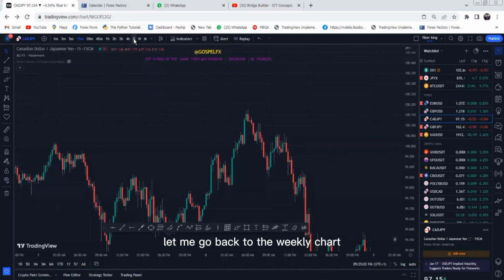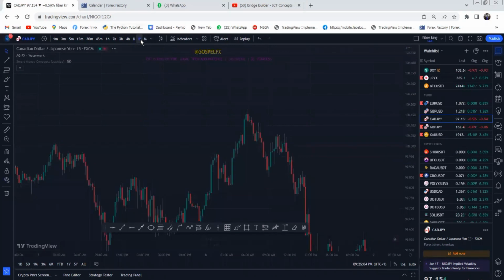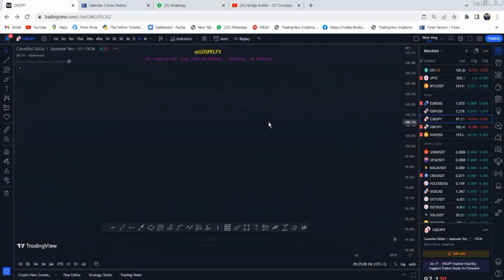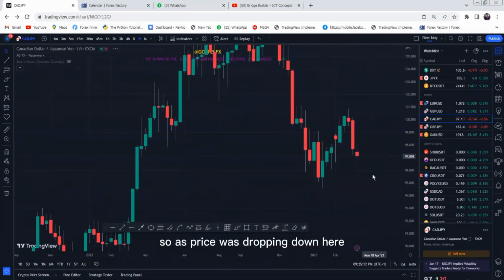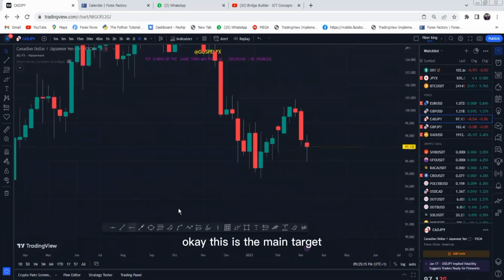Let me go back to the weekly chart. Let's see the target. So as price was dropping down here, this is the main target, okay?